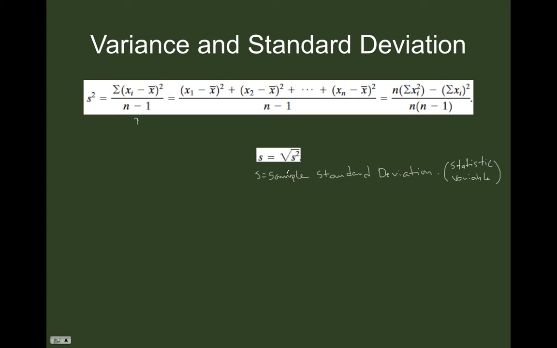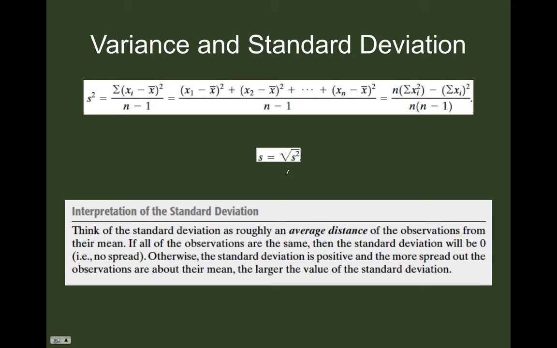One of the reasons we need S is because S squared is based on all the deviations being squared, so its magnitude is larger than the original data. So it's not as easy to compare S squared, the variance, to the original data as it is to take the square root, which brings that measure of variability back down to the same magnitude as the data.